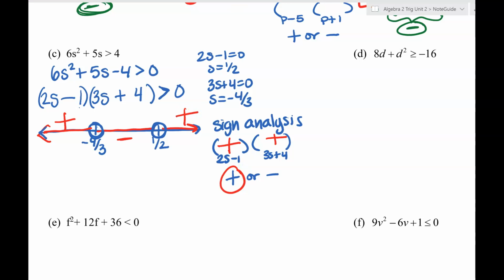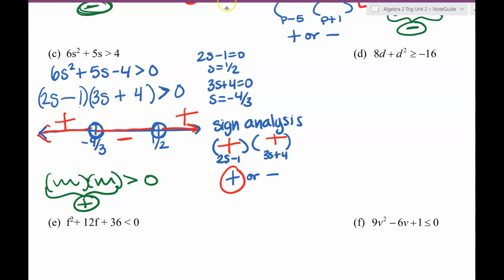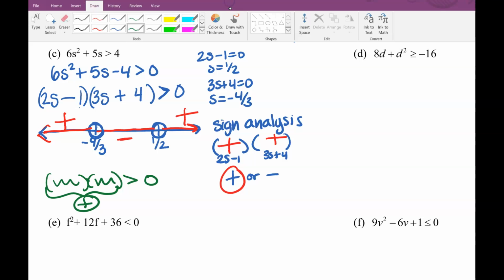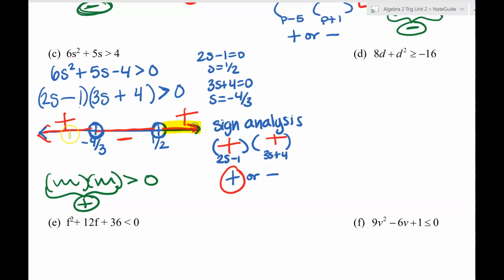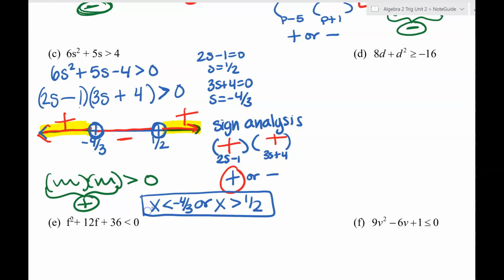Okay. And now I want to look at which part of this is going to answer my question. I want my multiplication problem up there to work out to be greater than 0. Numbers greater than 0 would be positives. So where I produce positives is where my answers would be, and that's here and here. And so the x values that are making those positive results are x's that are greater than 1/2 or x's that are smaller than -4/3. Those two highlighted areas on my number line.